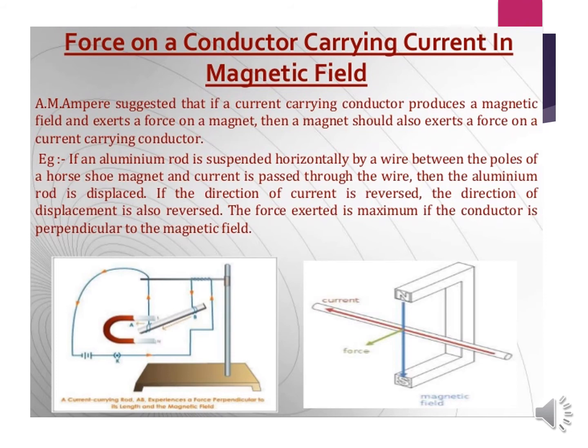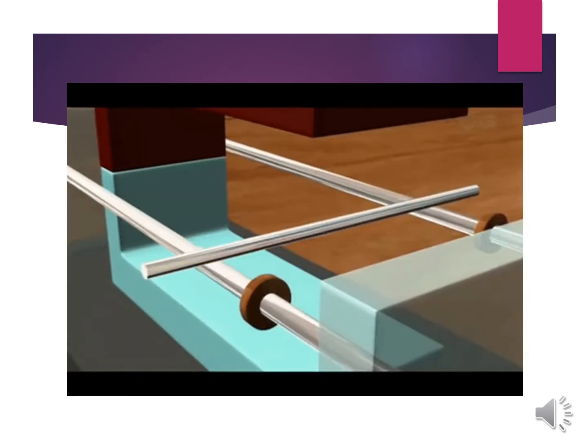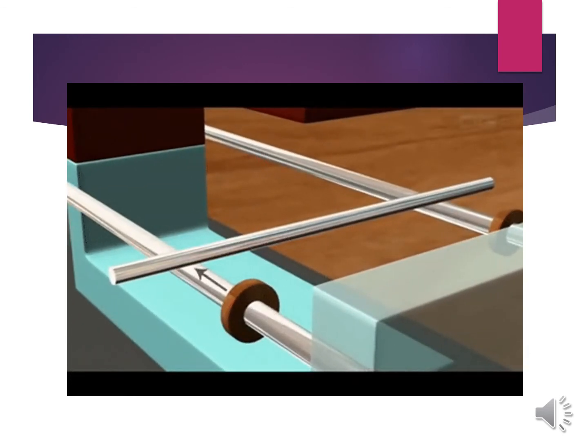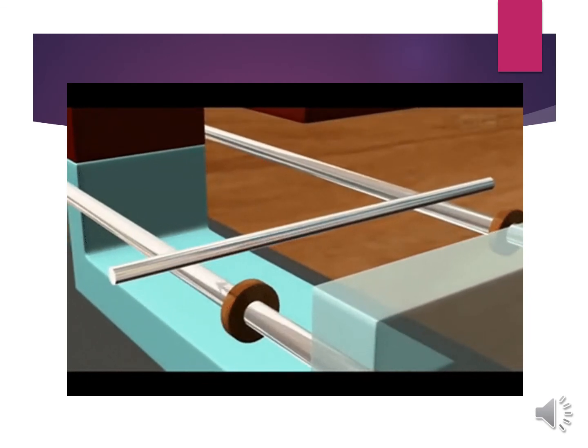The force exerted is maximum if the conductor is perpendicular to the magnetic field. So you can see the aluminum rod which is placed in between the horseshoe magnet. The displacement of the rod in the above activity suggests that a force is exerted on a current carrying aluminum rod when it is placed in a magnetic field.